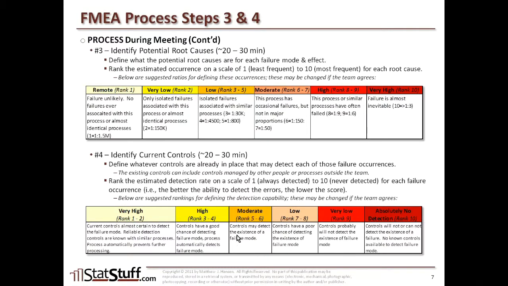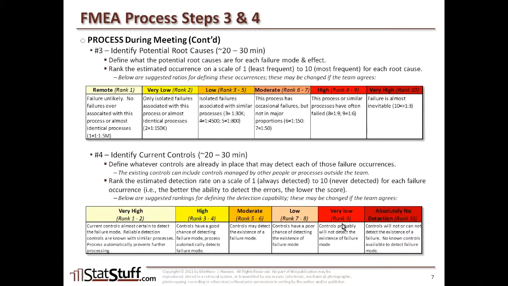What we're calling moderate, with a ranking of 5 or 6, is where we have controls that may detect the existence of a failure mode. You notice that word may. It's not as certain as some of these other ones. Now for what we're calling low detection rate, a rank of 7 or 8, we're saying the controls have a poor chance of detecting the existence of the failure mode.